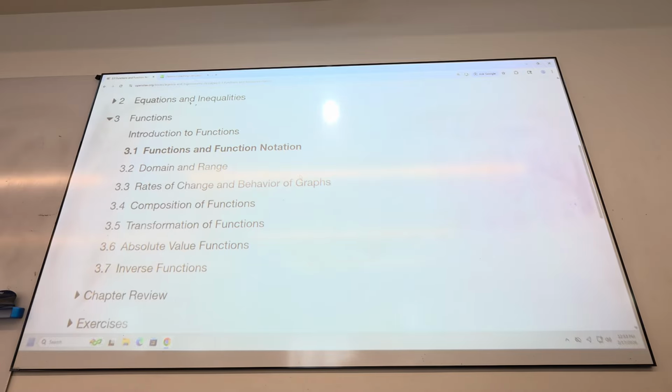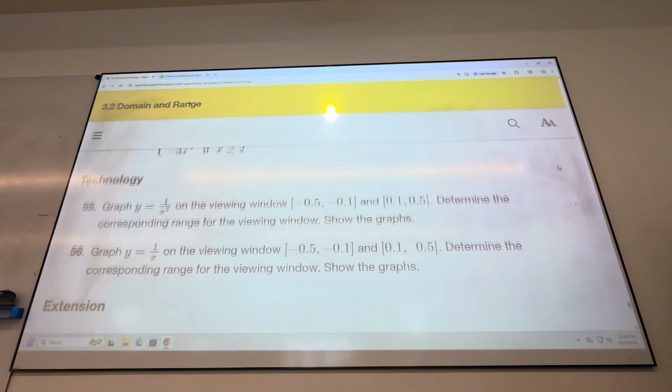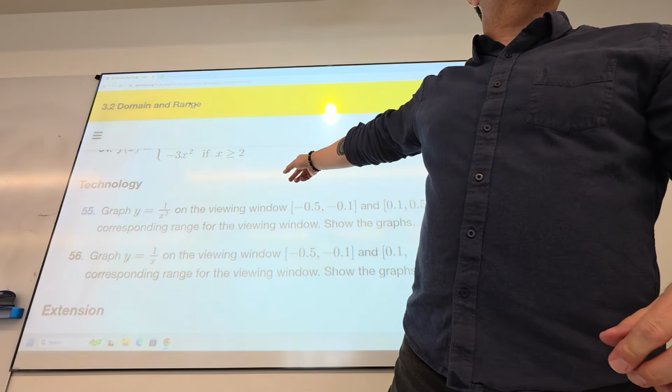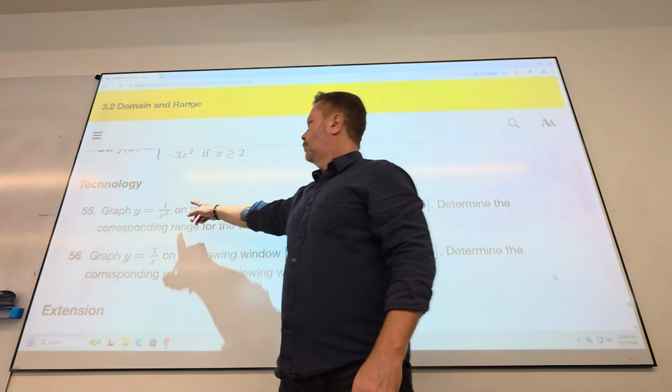Section which one? 3-2? Number 55? Okay. Yeah, that's the other one. So again, these are two separate problems. This one, they want x min to be this and x max to be this. So you're looking at a very narrow range on the x-axis. How do you determine what the range should be? Help me out. What function are we analyzing in this problem? Y equals 1 over x squared, yes?